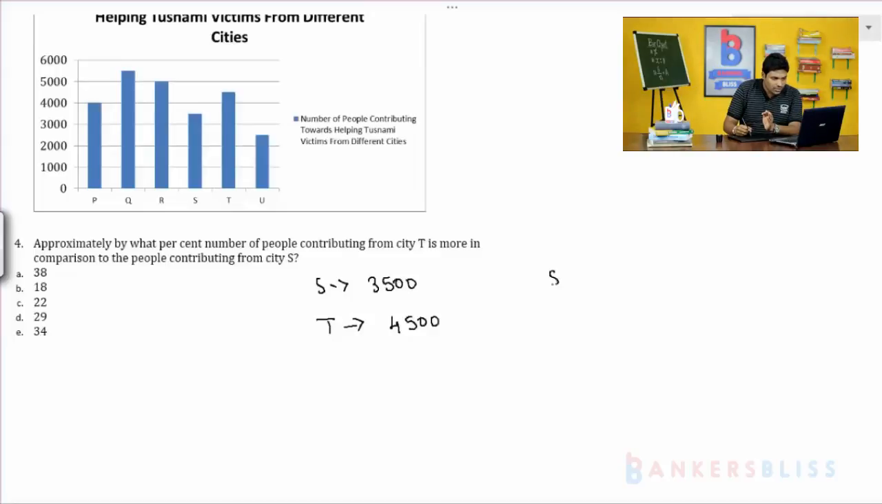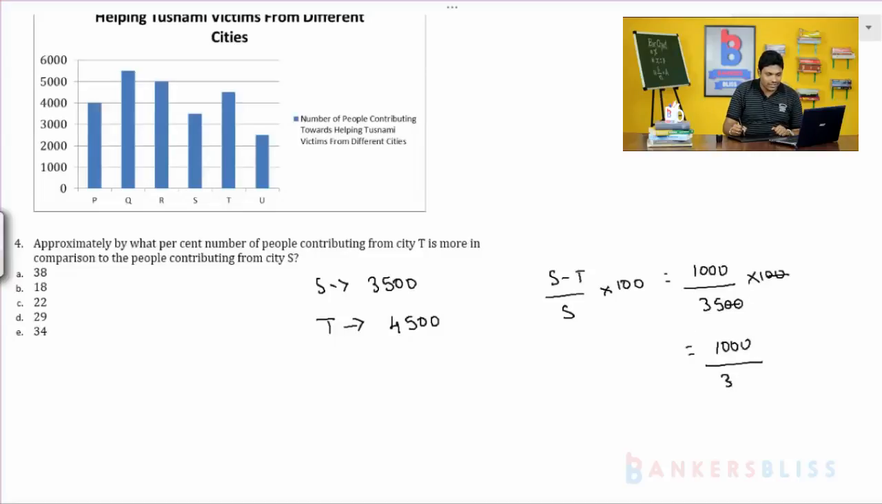Now you have to calculate T minus S by S into 100. That is 4500 minus 3500, that is 1000, divided by 3500, into 100. They are asking approximately how much percentage. Okay. So 2 zeros you can cancel, then you are going to end up with 1000 divided by 35. Now you have to calculate this one.